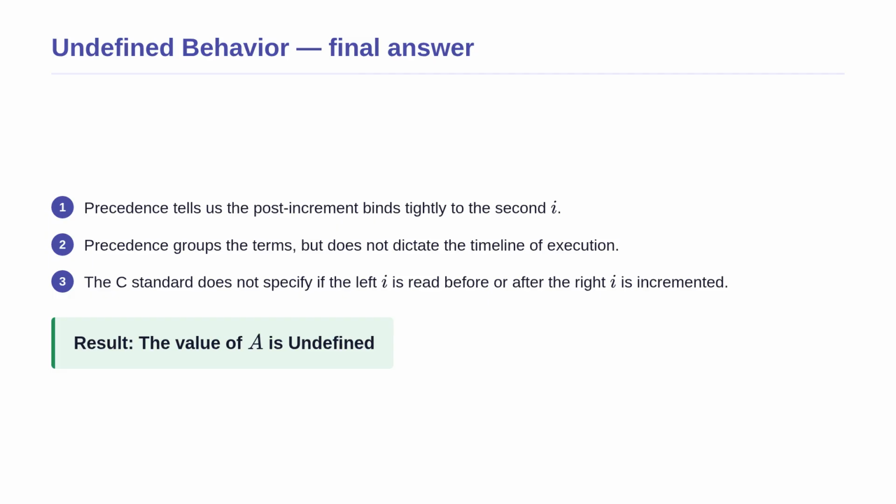Let us try to evaluate this increment expression to see why it fails. We want to add the current value of I to the post-incremented value. Precedence correctly tells us that the post-increment operator binds tightly to the second I, and the addition happens after. However, precedence only groups the terms. The C standard does not specify whether the left I is read before or after the right I is incremented. Because this chronological order of evaluation is unstated, the final value of A is completely unpredictable. This proves that precedence is about grouping, not the strict timeline of execution.